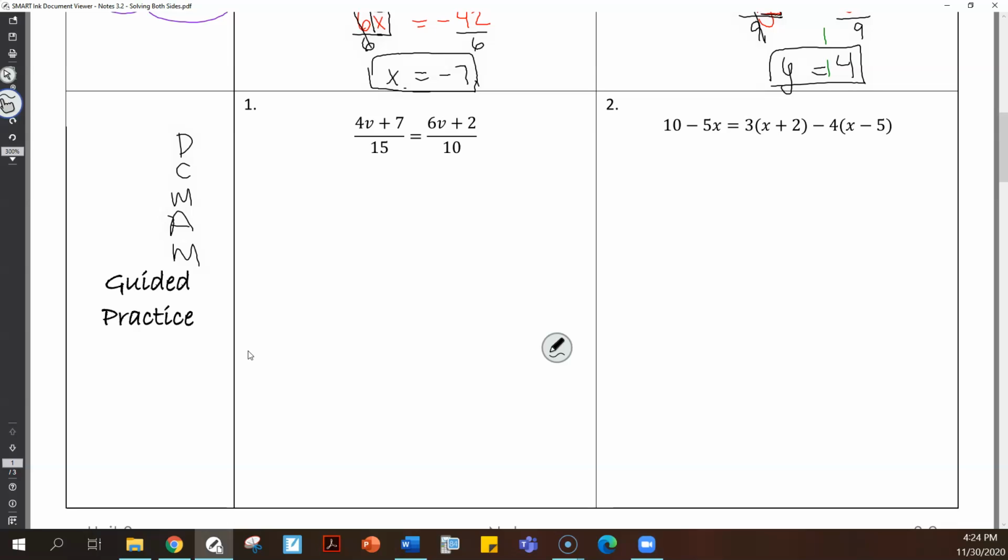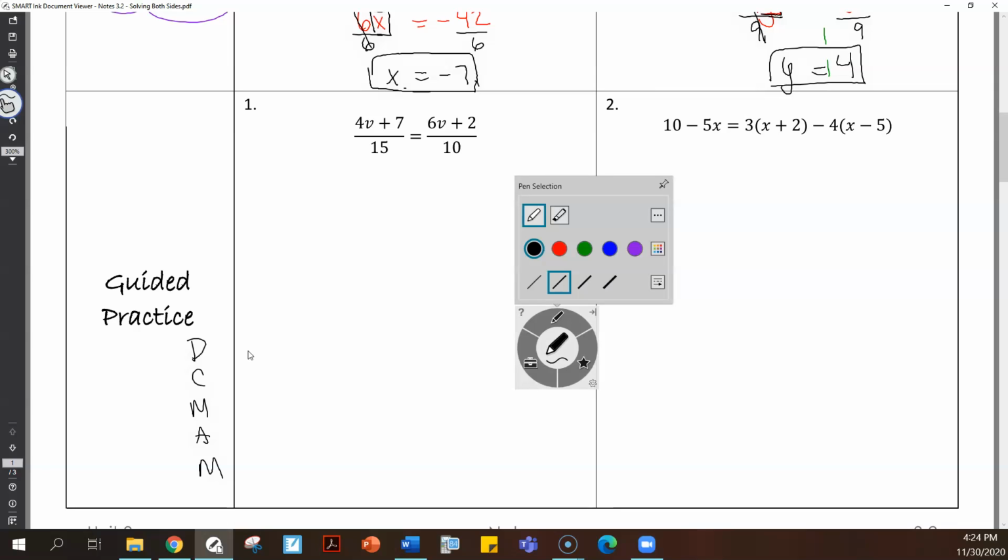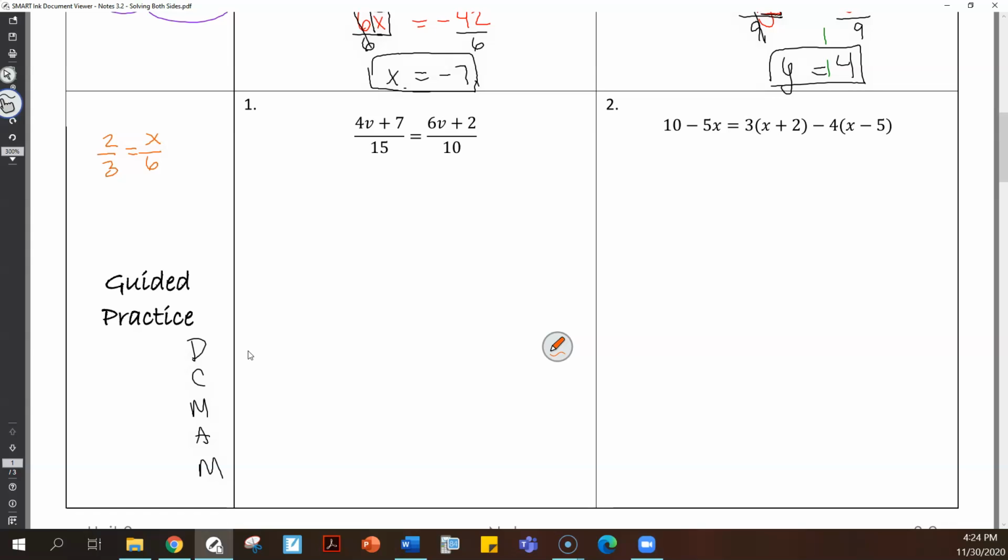It looks a lot different than what we've seen before. Let me move this down here. At least it feels that way. But you have seen problems like this in the past. In 7th grade, 8th grade, you worked on problems like this: 2 over 3 equals x over 6. And you cross-multiplied and divided to get that variable alone. 3 times x is 3x, 2 times 6 is 12, and then we divide by 3, and x equals 4. That's something that we've done for a couple of years now. We just haven't practiced it a lot.